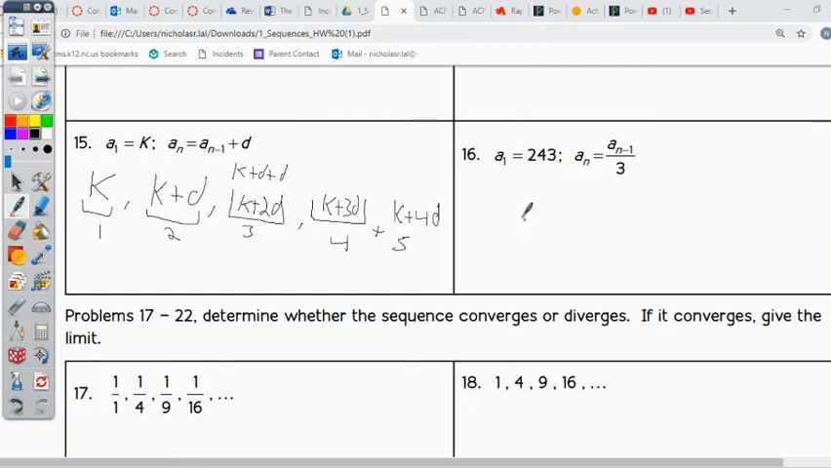All right, 16. What's the first term for problem 16? 243. All right. How would we solve for the second term? What are we specifically putting in? You just divide by 3 every time. So you have 243, 81, 27. Divided by 3, that should be 81.